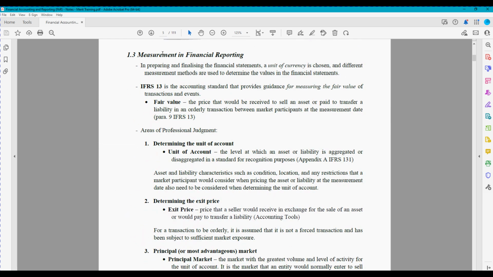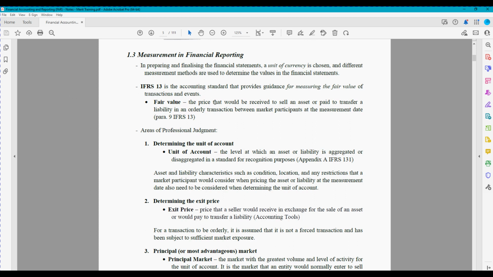Okay, so let's talk about the next section, which is measurement in financial reporting. So when you're preparing financial statements, you need to select a unit because this is how you actually measure things. For example, if you just have numbers, how do you know if it's Australian dollars? How do you know if it's US dollars? Depending on what's chosen as a unit of measurement will vastly change the numbers and understanding of what numbers are being presented in the financial statements.